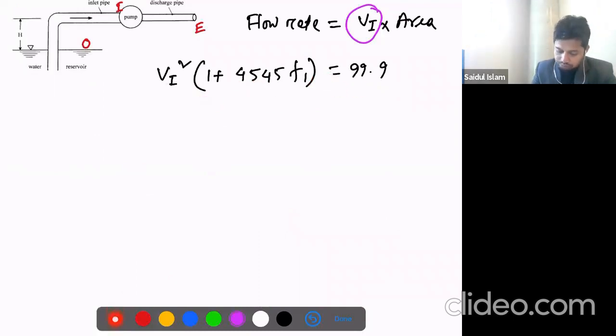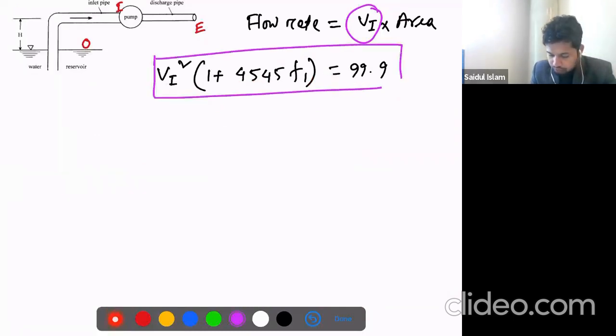So we have two unknowns: one is this VI and the other is FI. But we're talking about the flow rates. Flow rate means the velocity and the area, so we must need the velocity. And if we don't have the velocity, then we cannot solve these questions. So we need the pump inlet velocity, and if we want to get the pump inlet velocity, then we need the friction factor. You look here, we need this friction factor now.